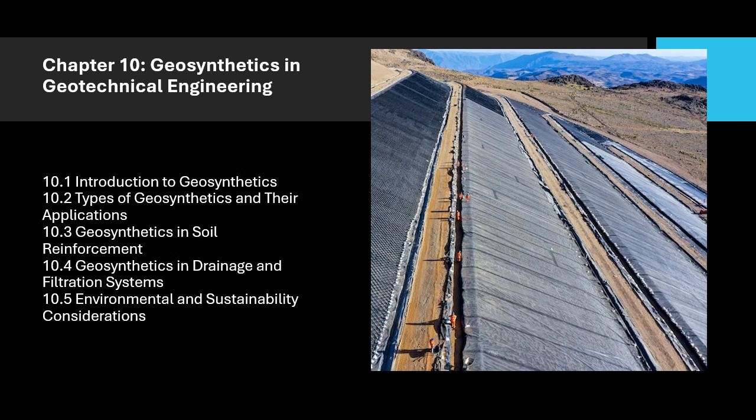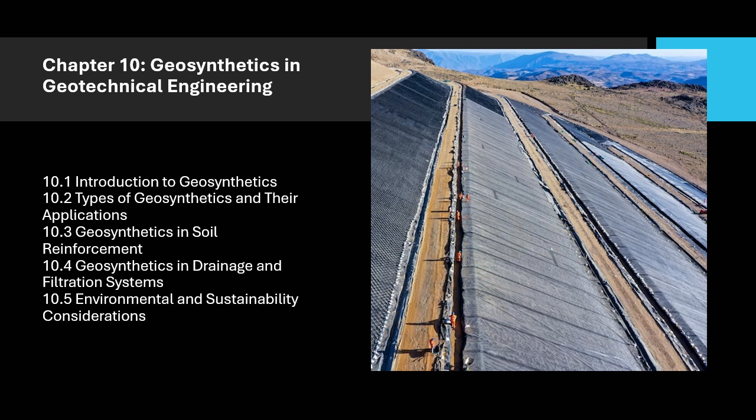Geocells and geogrids are often used for slope stabilization. Geosynthetics used: geocells, geogrids, geotextiles. Benefits: geosynthetics improve slope stability, reduce soil erosion, and protect against landslides and other geohazards. 4. Embankments and dams.